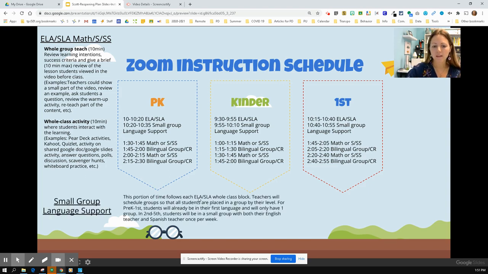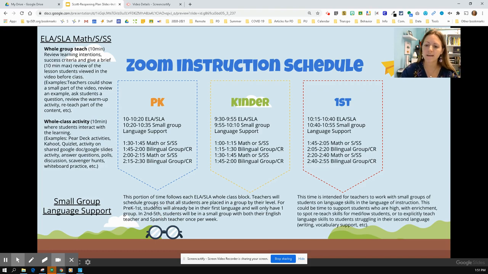Following each ELA or SLA block for pre-K through 5th grade will be a small group language support time, which is a new idea that we haven't done in the past. This portion of time follows the whole class ELA SLA block. Teachers will schedule groups so that all students are placed in a group by their level. For pre-K through 1st, they'll already be in their first language and will only have one group. But in 2nd through 5th, students will have a small group language support for both their English teacher and Spanish teacher once a week. This time is intended for teachers to work in small groups of students on language skills in the language of instruction.